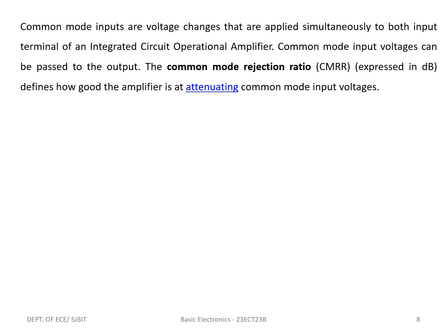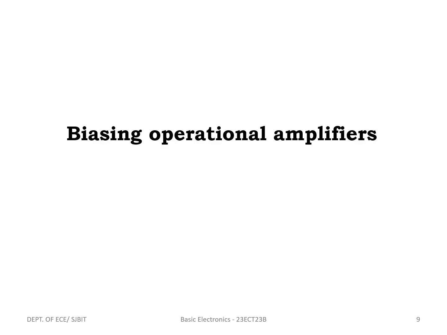Common mode inputs are voltage changes that are applied simultaneously to both input terminals of an integrated circuit operational amplifier. Common mode input voltages can be passed to the output. The common mode rejection ratio defines how good the amplifier is at attenuating common mode input voltages.